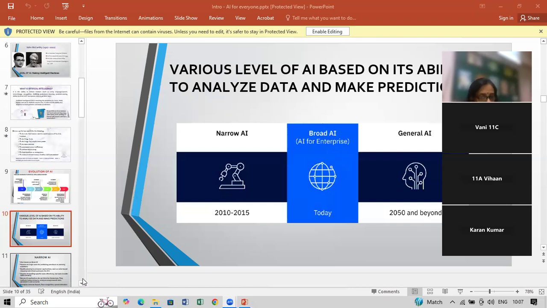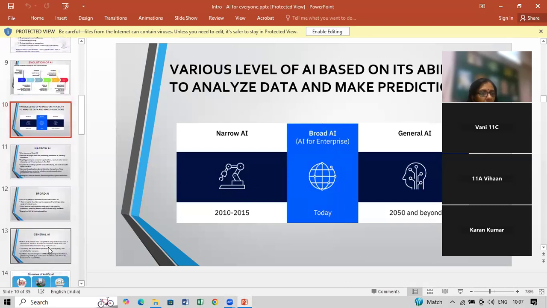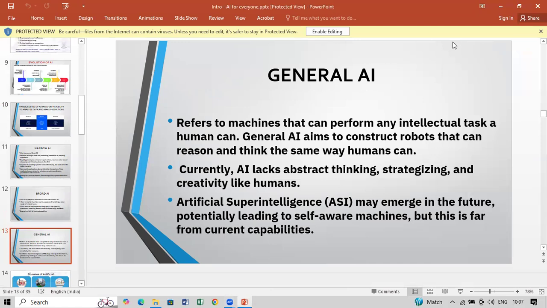By general AI, they mean that by 2050, they are saying almost everything will be taken over by robots. AI will be thinking, will be having other aspects of humans also, right? So that is something we are calling the general AI level. Artificial super intelligence may emerge in the future, potentially leading to self-aware machines. But as of now, this is pretty far-fetched. But yes, it may happen. The way things are moving on, it may happen.